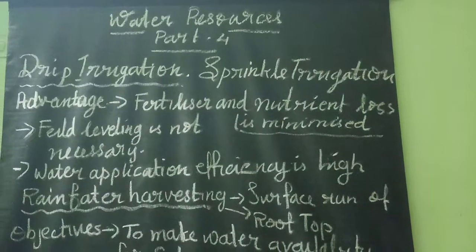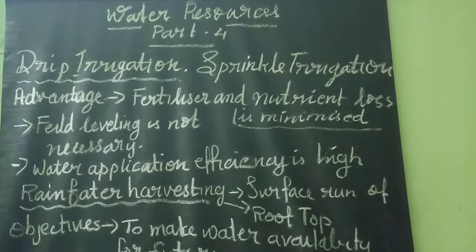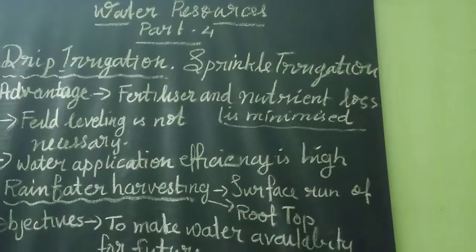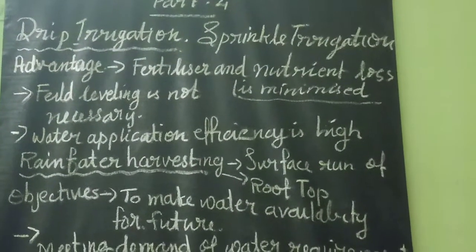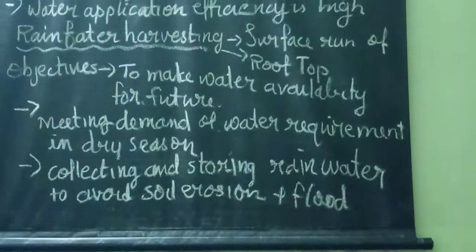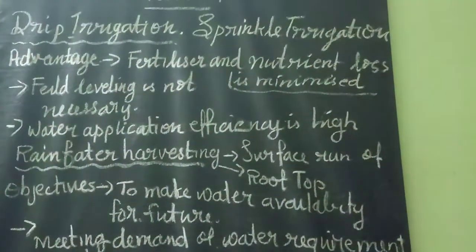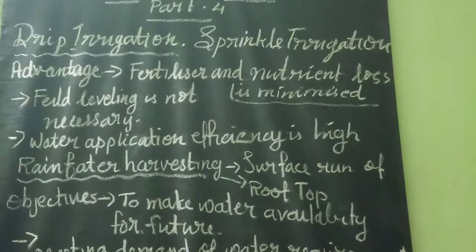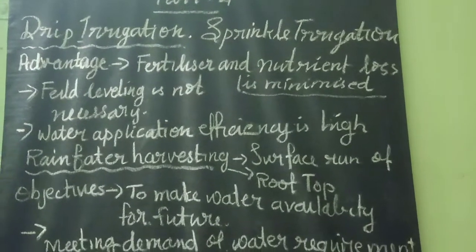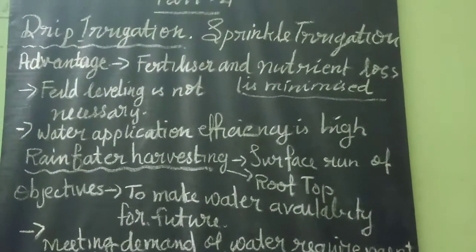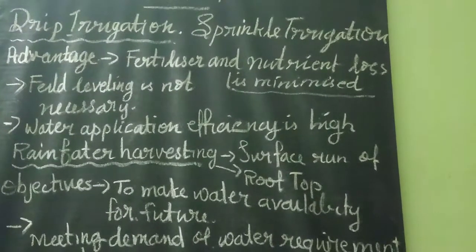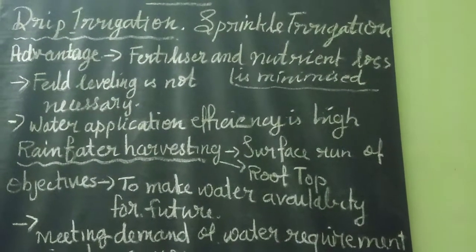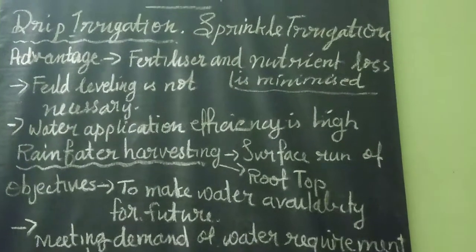Okay, so these are the main advantages of drip irrigation. The first 3 points you have to remember compulsorily. Fertilizer and nutrient loss is minimized due to the localized application and reduced leaching. Secondly, water application efficiency is high. Thirdly, field leveling is not necessary.